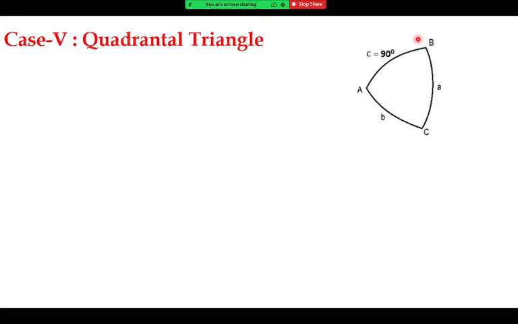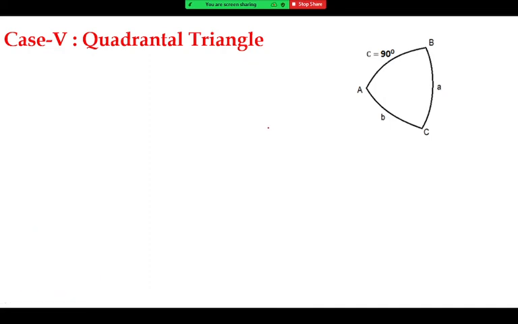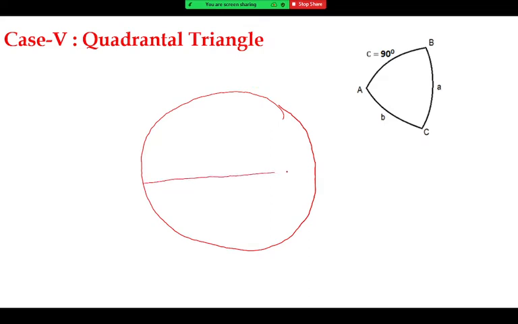Only a small difference is there, and that difference is in the Napier circle. In the Napier circle, there is a very small difference that we will come to know when I draw it. So let me draw the Napier circle first. To draw, first draw a circle. Step number 1, draw a circle. Suppose this is our circle. Divide this circle into 5 equal parts.